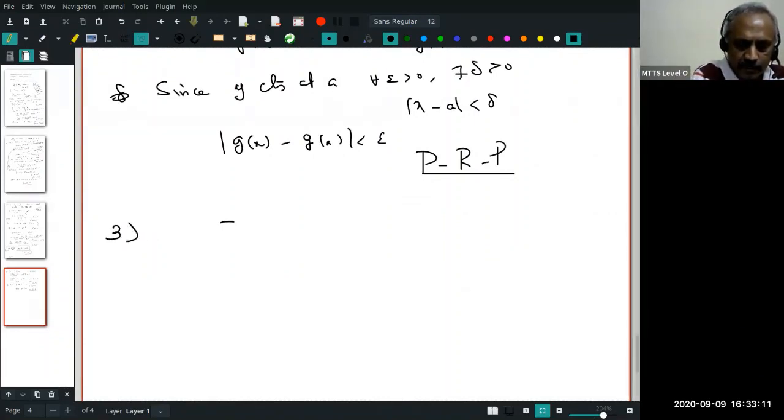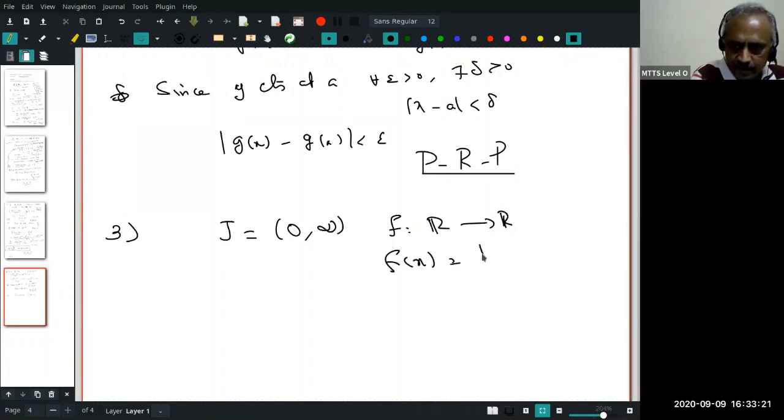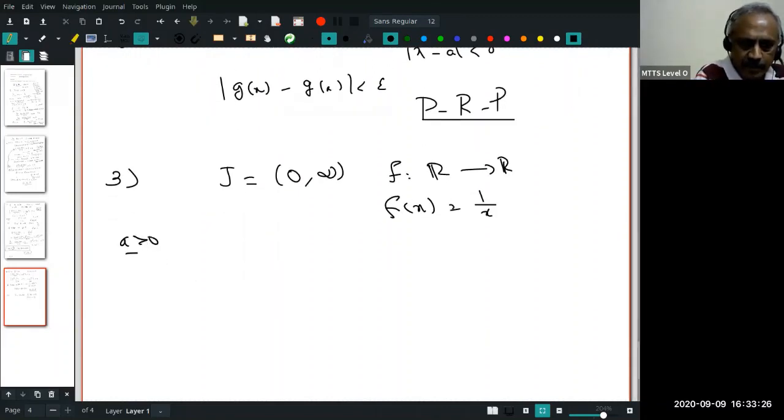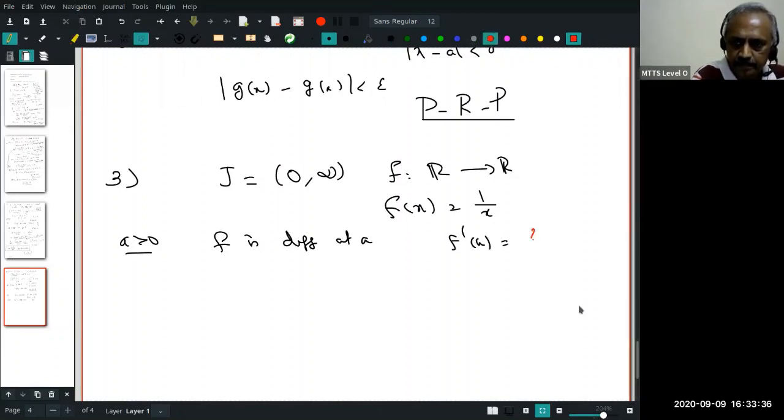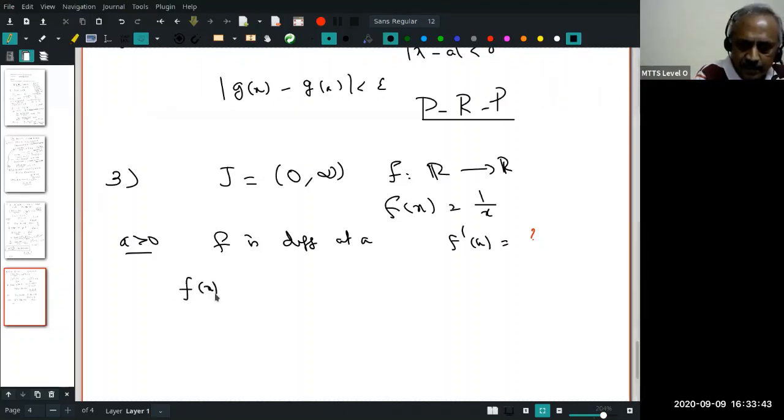Let us take my domain to be 0 to infinity, the positive reals, and my function f from the domain to R, with f of x equal to 1 by x. Now fix a positive real number a. I want to show f is differentiable at a, and I have to compute f dash of a. So what do I have to do? Again, the same thing: I have to write f(x) minus f(a) by x minus a.